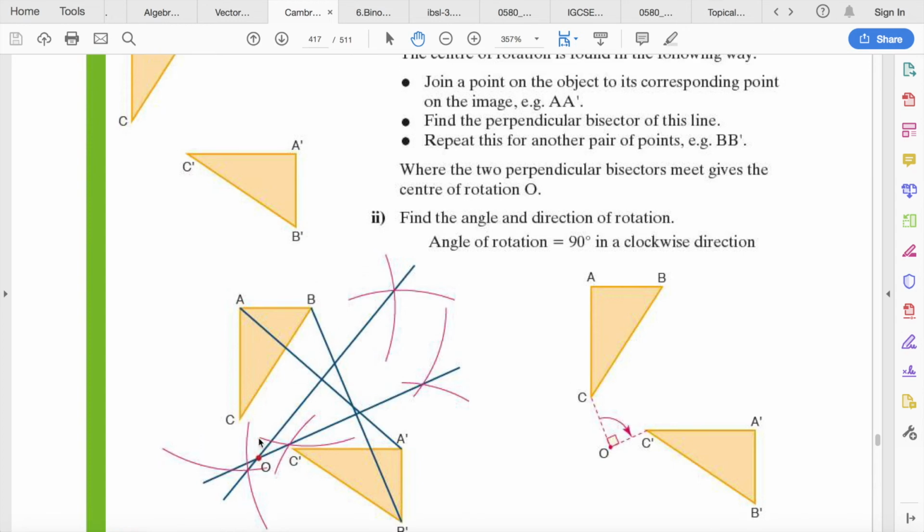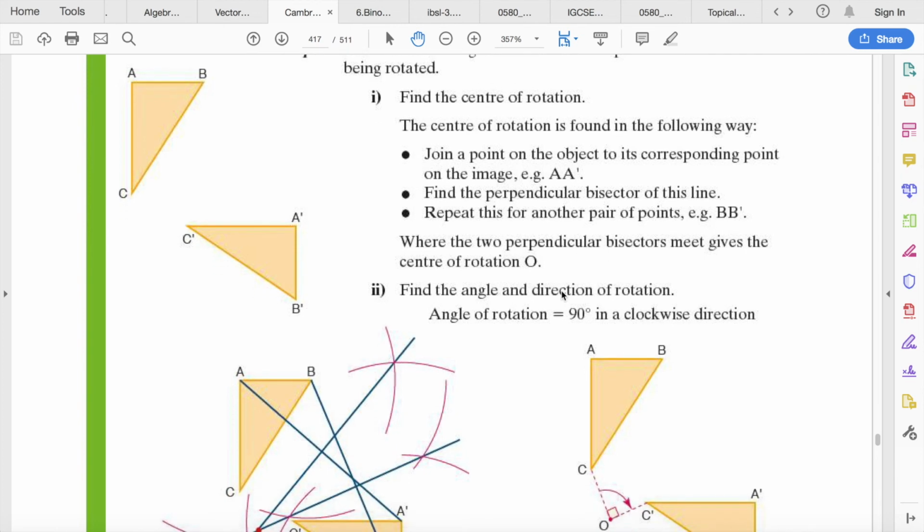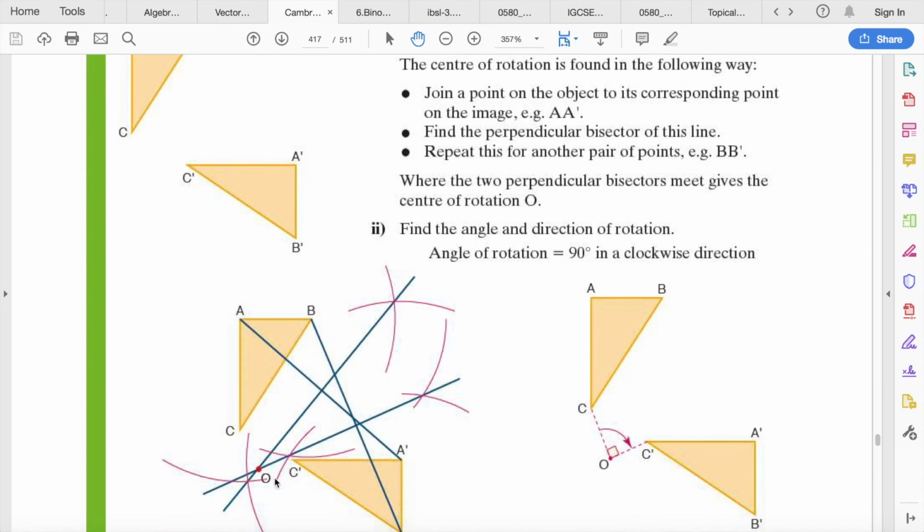Now, let's revise the steps in these notes. First, join a point on the object to its corresponding point on the image, for example AA prime. Find the perpendicular bisector of this line. Repeat this for another pair of points, for example BB prime. Where the two perpendicular bisectors meet each other gives you the center of rotation. And you saw this diagram.